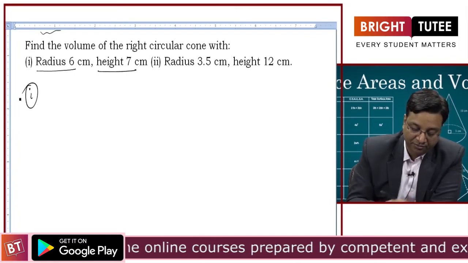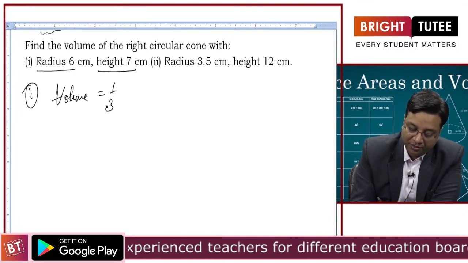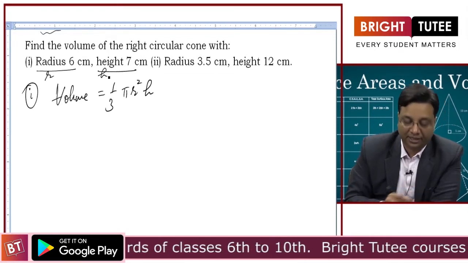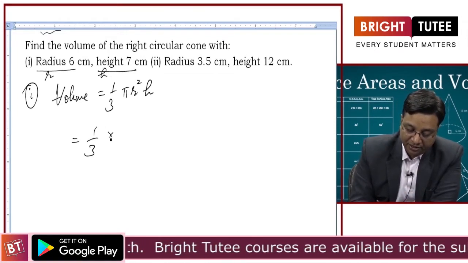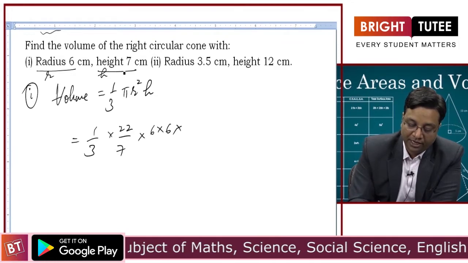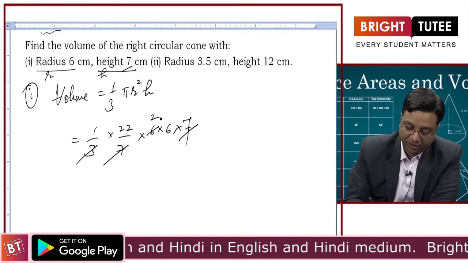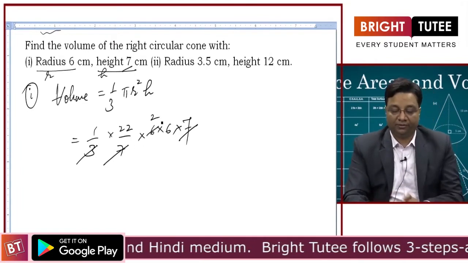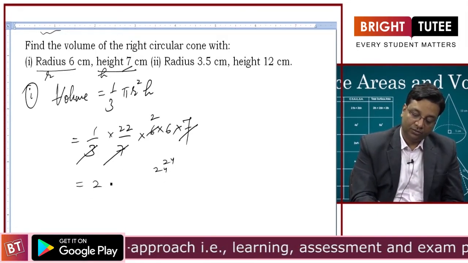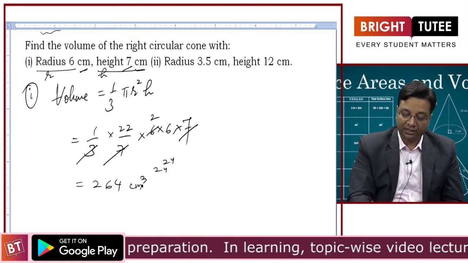So, the first question is pretty easy. It is 1 by 3. Let me write it. Volume equal to 1 by 3 pi r square h, where r is radius and h is height. So 1 by 3 pi I will take as 22 by 7, radius square means 6 square into height, which is 7. Okay, so I will cancel it here. I can write 2 here. 6 into 2 is 12, and 12 into 22 will be 264, and you need to always take care of the units, so units will be centimeter cubes.